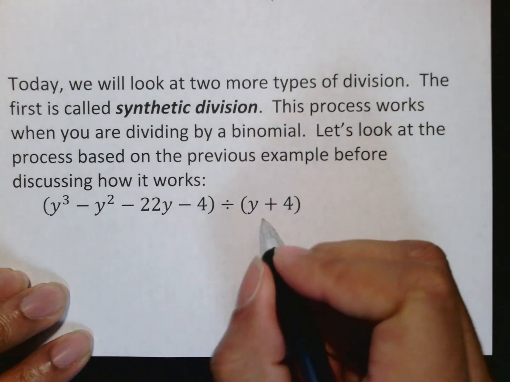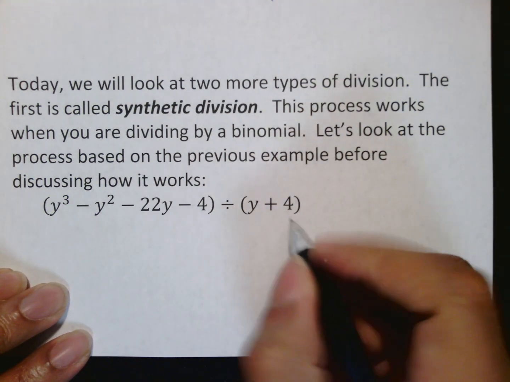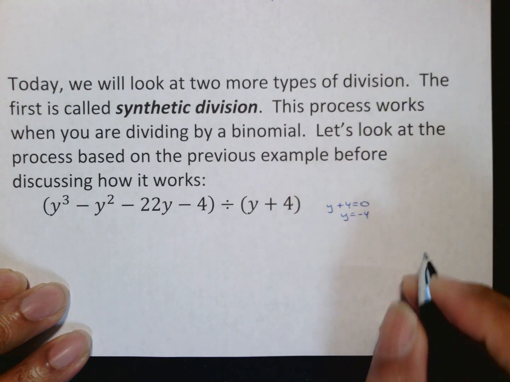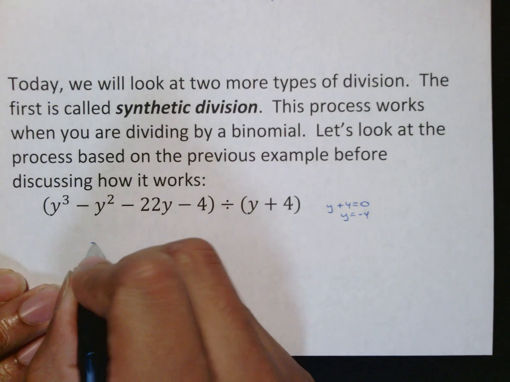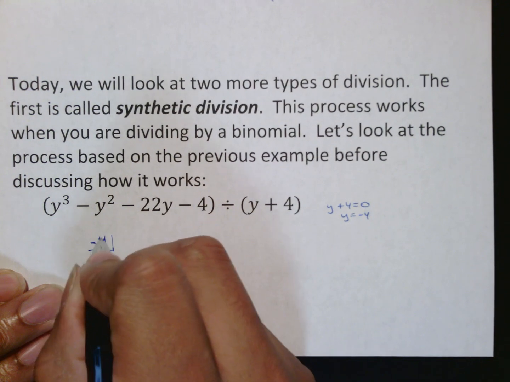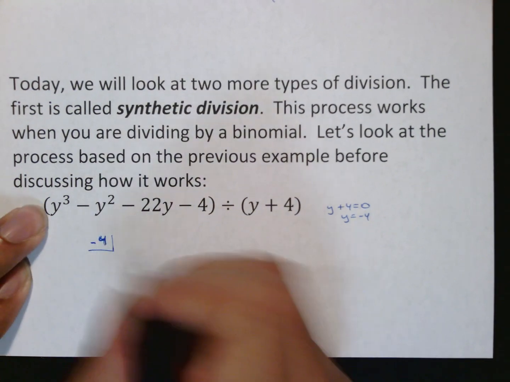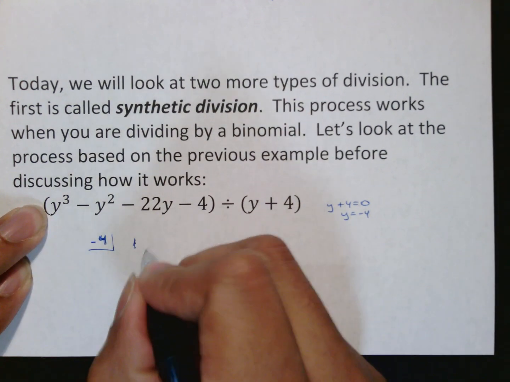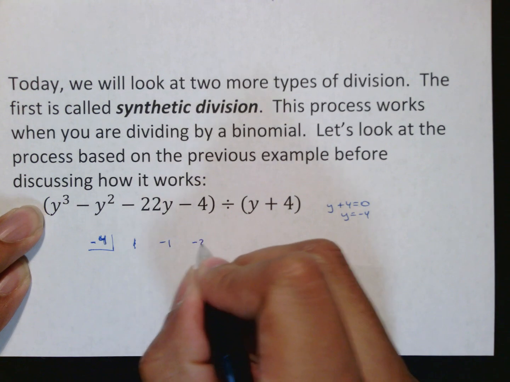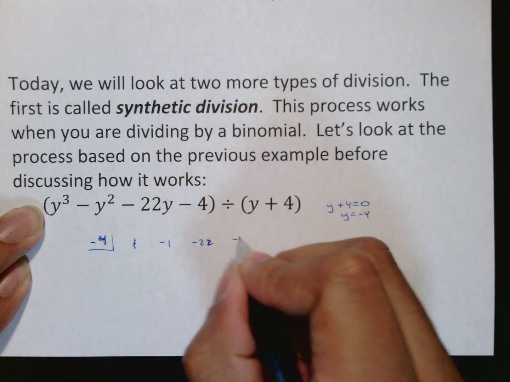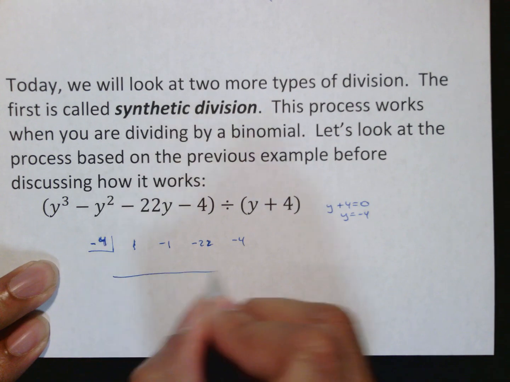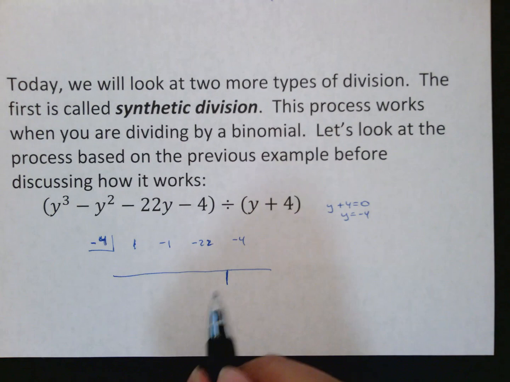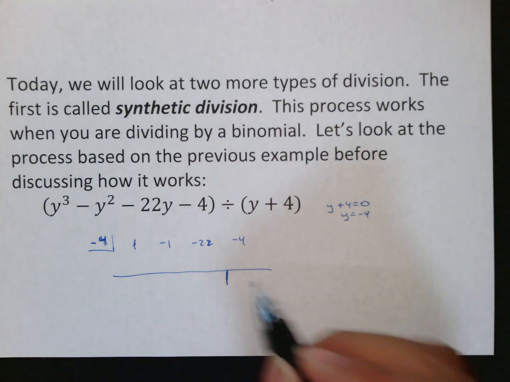The first thing you do to do synthetic division is recognize you're dividing by a binomial. So you say, if I want y plus 4 equals 0, that means that y is equal to negative 4. And so you put negative 4 into what I call a box. And you take all the coefficients and you write them down. Again, if it's the third, you must have everything there. So 1 for y to the third, negative 1 for y squared, negative 22 for y, and negative 4. You then draw a line and you separate the last part, which represents your remainder. So this would represent the coefficients of my answer, and this will be my remainder.